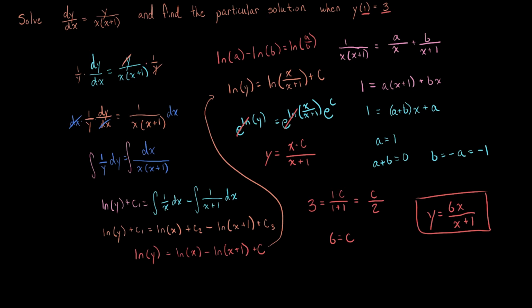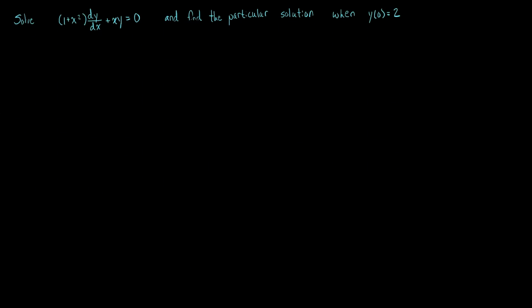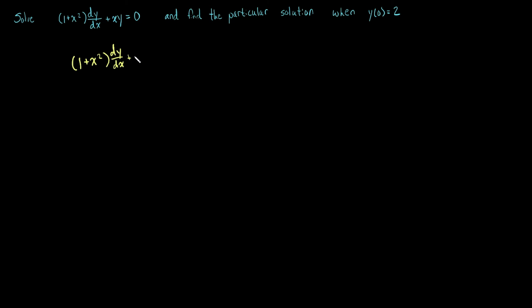Just for the sake of hammering in what we already know, we can do one more example. We want to solve a differential equation and find the particular solution when y of 0 is equal to 2. So let's go ahead and do that. We have 1 plus x squared dy over dx plus xy is equal to 0.